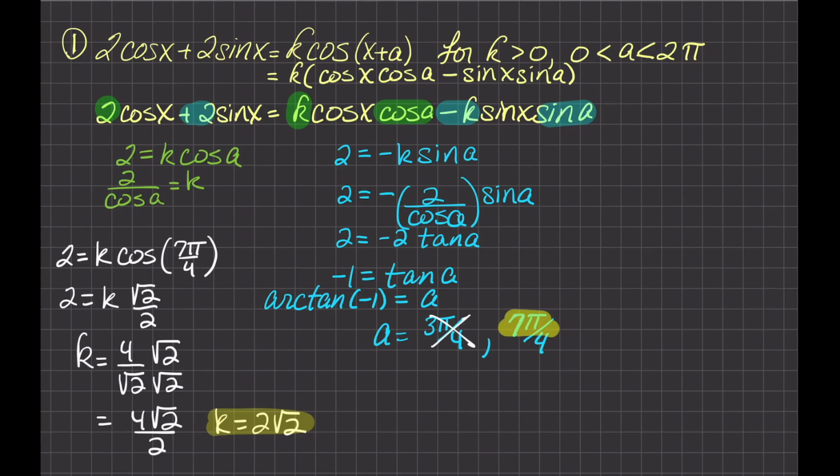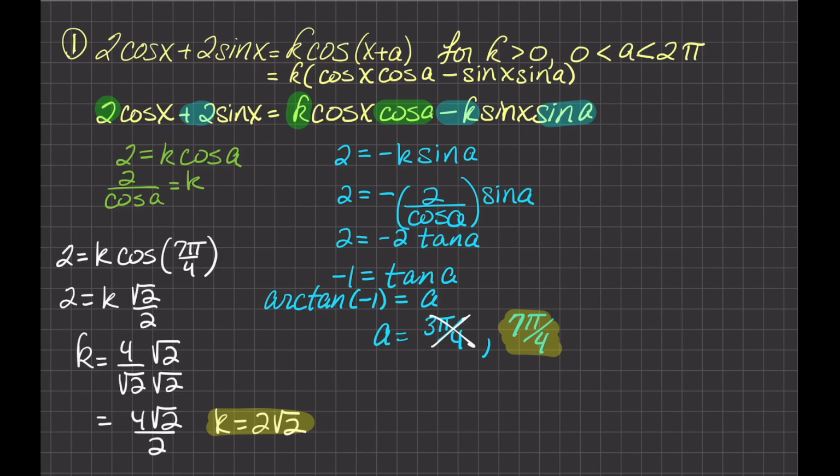Now we have a value of k which is greater than 0, and we have a value of a which is between 0 and 2 pi, which means that we have found the transformations that will map the cosine function y is equal to cosine of x onto our given function of 2 cosine of x plus 2 sine of x, which is another way that this problem can be worded. Otherwise, we are looking at finding the values of k and a, which make the two sides of this equation equal. So we have our final answer.